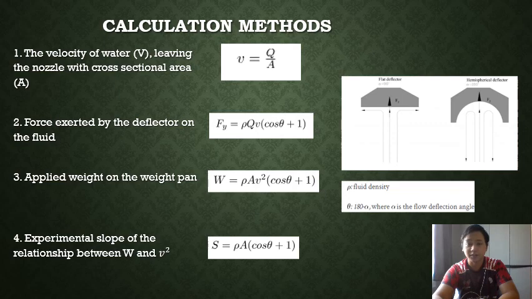This is the calculation method. The first one is the velocity of water leaving the nozzle with cross-section area A, V equals Q over A. Next is the force exerted by the deflector on the fluid, which is Fy. Third, the applied weight on the weight pan. The fourth calculation is the experimental slope of the relation between W and V squared. As you can see on the right, this is the flat deflector and the curved deflector with different angles.